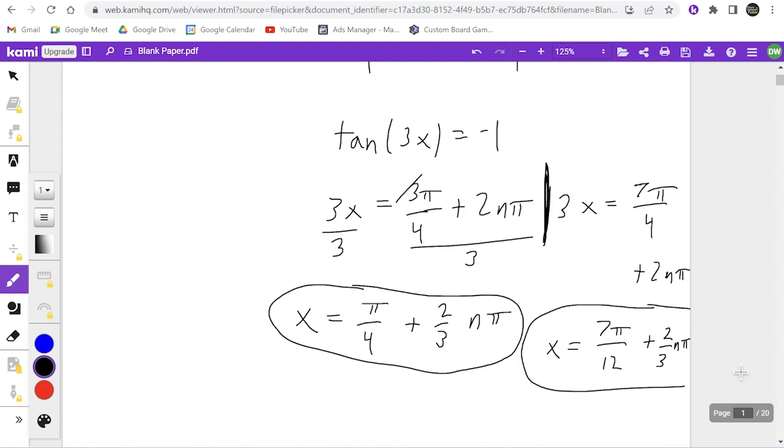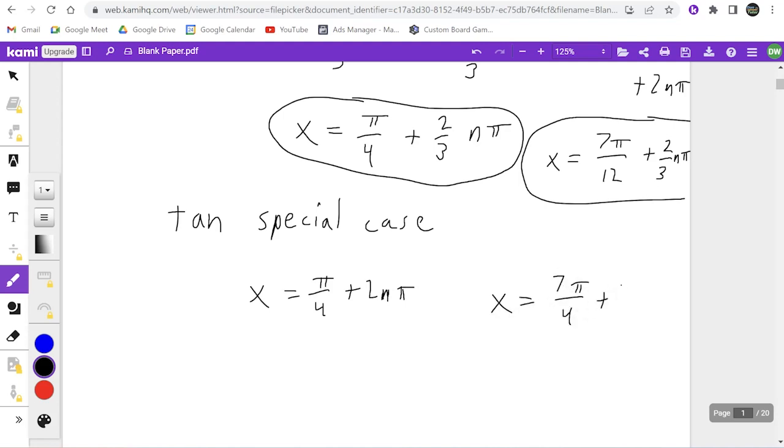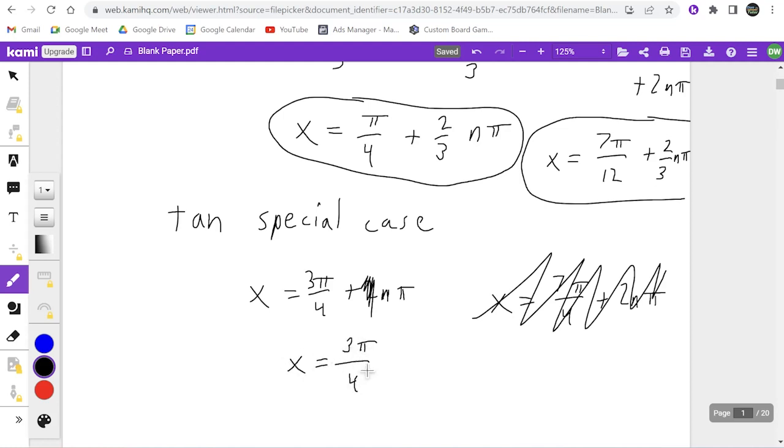One more thing I do want to say. Tangent is a special case. Tangent's a special case because tangent is the only one out of sine, cosine, and tangent where instead of writing x equals pi over 4 plus 2n pi and x equals 7 pi over 4 plus 2n pi, I mean, hold on, this was 3 pi over 4. I apologize. Instead of writing this, for tangent only, I can get rid of the second one and just get rid of that 2. In other words, x equals 3 pi over 4 plus n pi. This is the only one that works for.